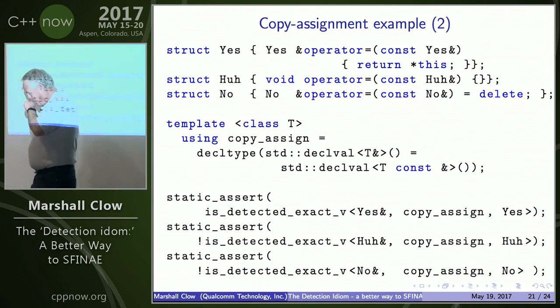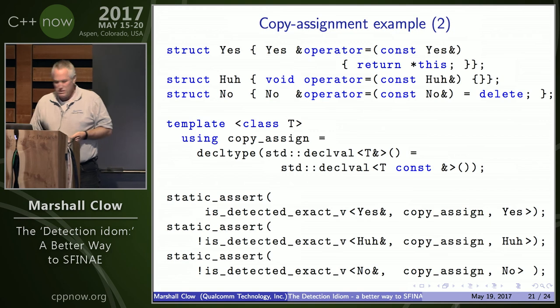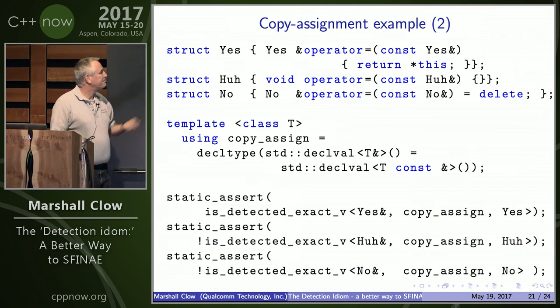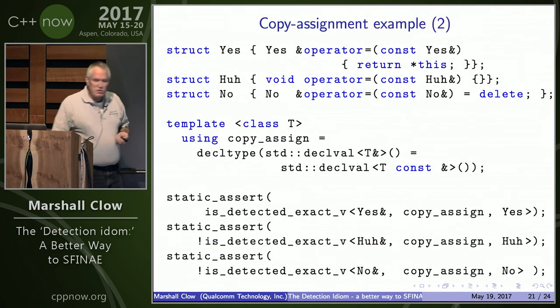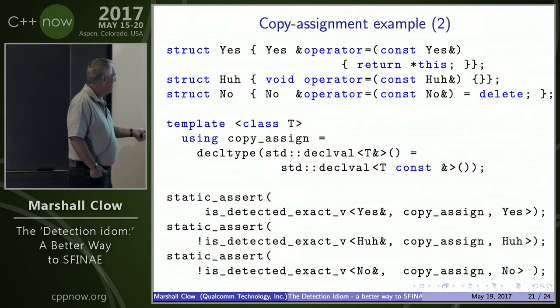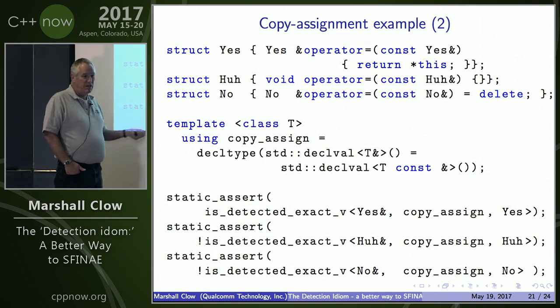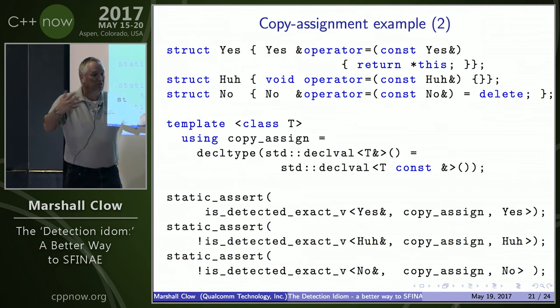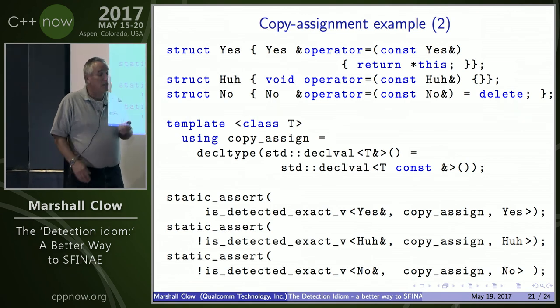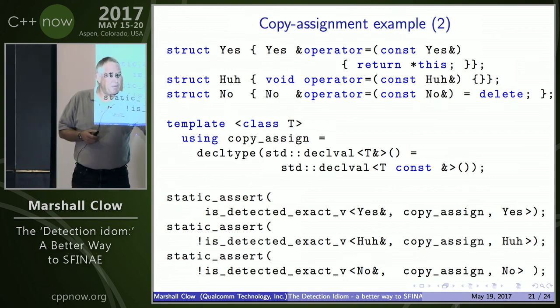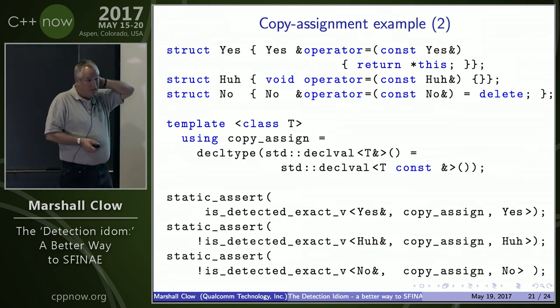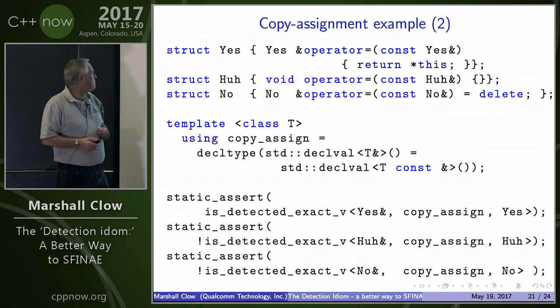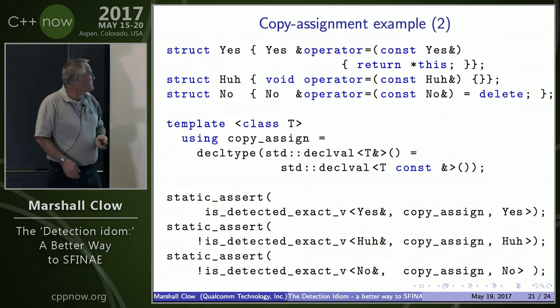And so you can be as precise as you want on this. You can say it has to be this. There's also is_detected_convertible, which says: is the type I got back from evaluating this type function convertible to some type I'm interested in, instead of exactly that type? And that's really handy when you're dealing with inheritance hierarchies. It's just really nice for doing all this.